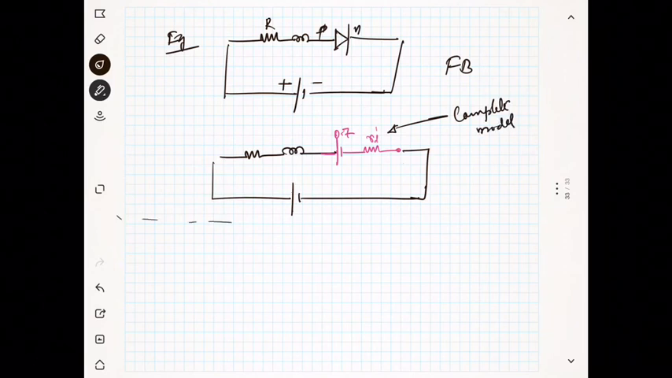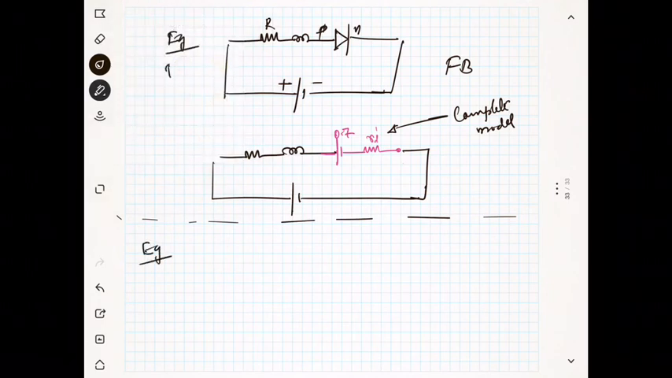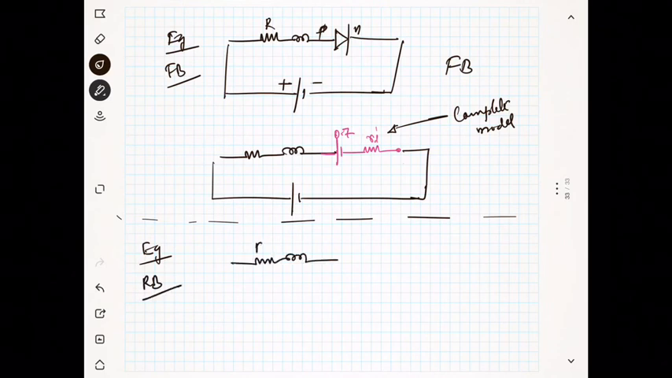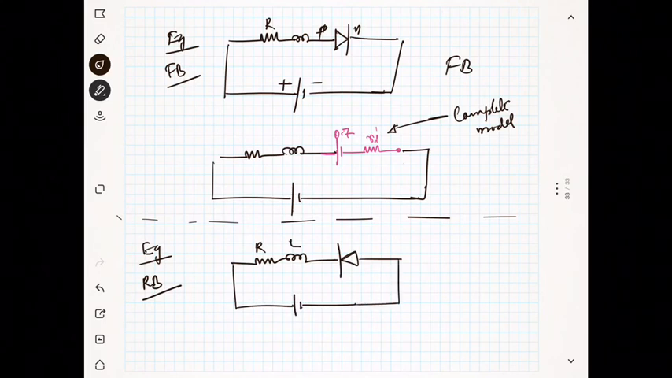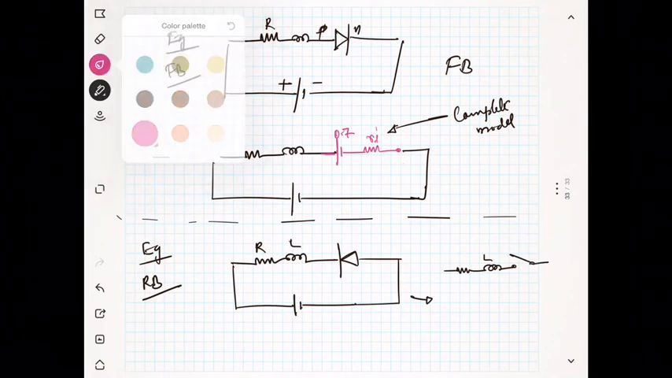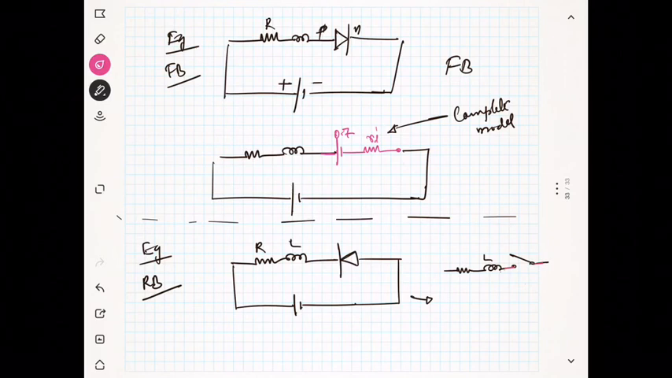Next, we can have one more example for the reverse bias. This was for the forward bias, and this is for the reverse bias. Same circuit R L, but I am changing the diode direction. Now I can change the diode model. I use the diode model with R L, and the diode is open circuit, but there is a leakage. Leakage is R dash.